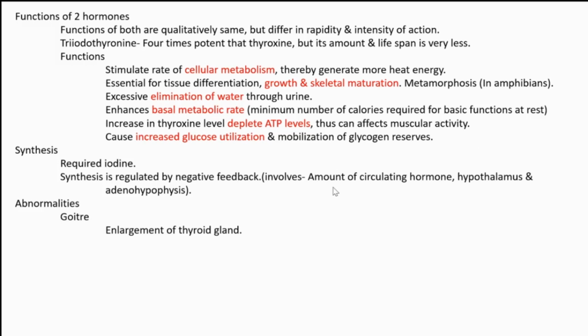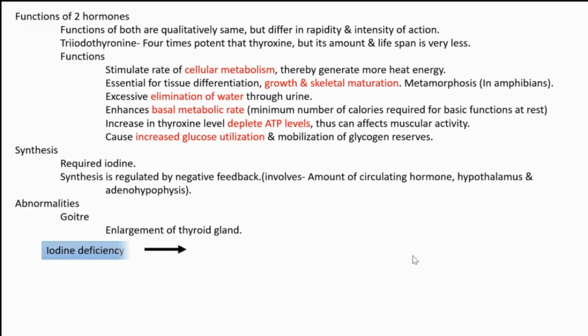Then abnormalities. One condition is goiter. Goiter is enlargement of the thyroid gland. We all commonly know what goiter is. You often see such a condition in people also.